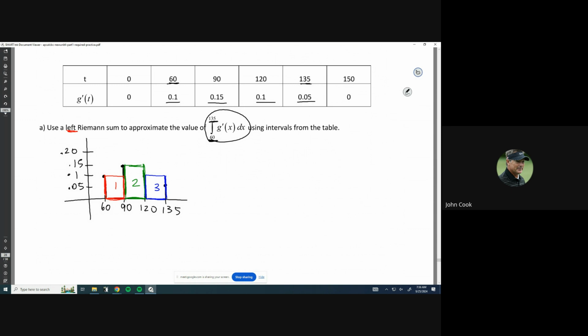We've got to make sure, since this is a word problem, that we also put units. And we'll talk about how to get the units here in a second. Okay, so let's find our areas. Area 1, area 2, area 3.